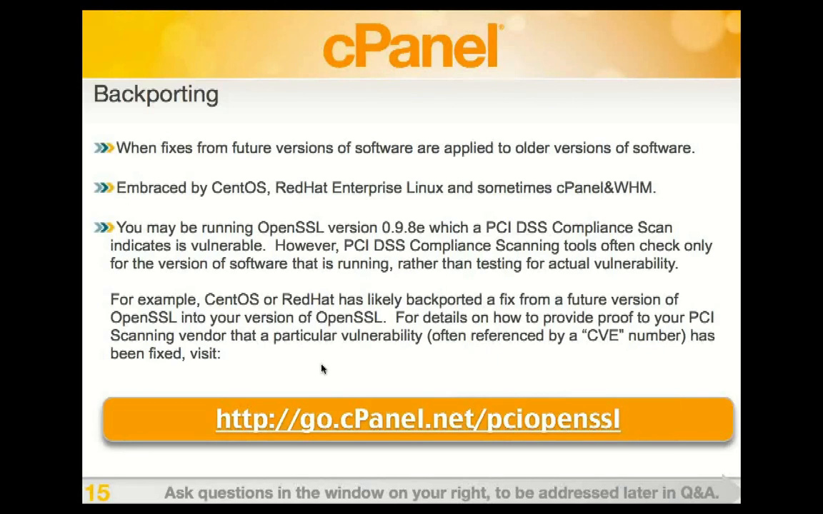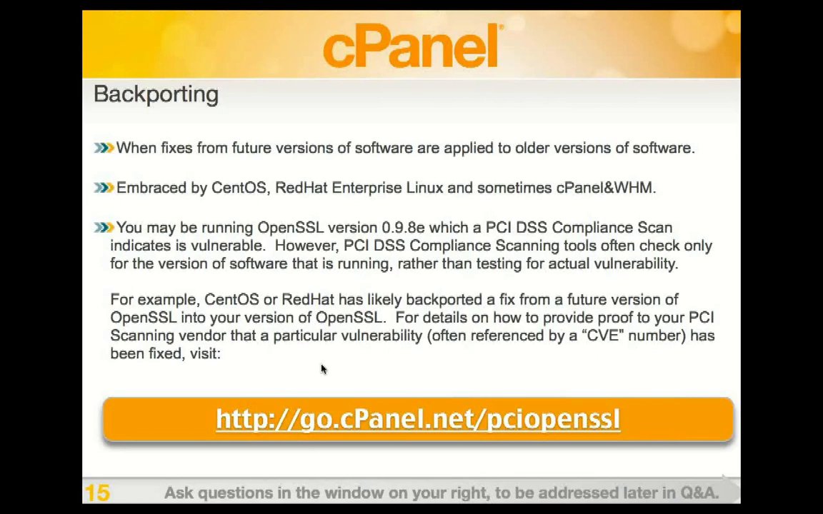And what happens with CentOS is, even though they use older versions of software, such as 0.9.8 of OpenSSL, they might have taken a fix from OpenSSL 1.0 and put it back into 0.9.8e. And the thing to keep in mind is, a lot of times you will have to go to your provider and say, hey, I use CentOS. What they do is backporting, and here's the information, here's the CVE, here is your reference number.